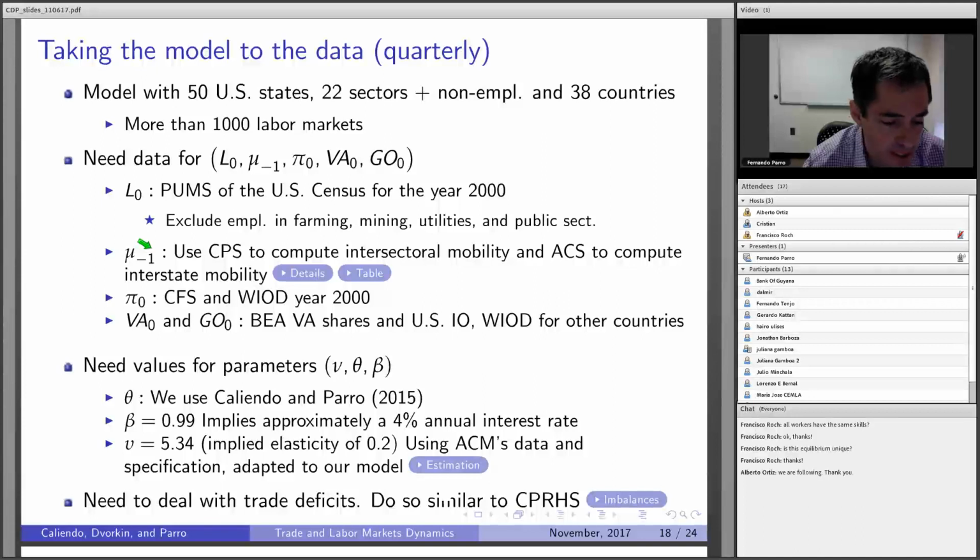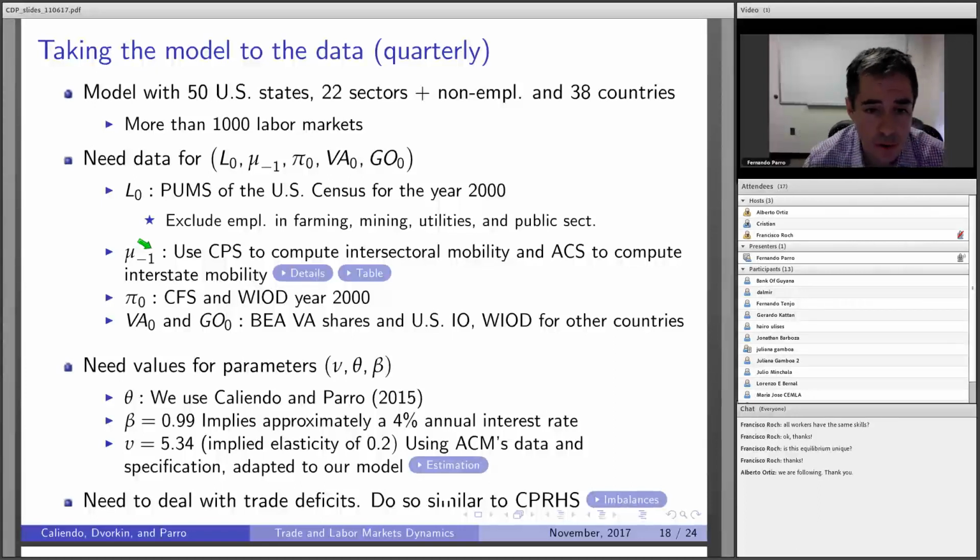We compute this elasticity using the methodology of the Artuç, Chaudhuri, and McLaren AER paper. So we don't innovate on a new methodology to estimate this migration cost elasticity, but we make the estimating equation consistent with our model, and consistent with our frequency. And we obtain a value of 5.34.